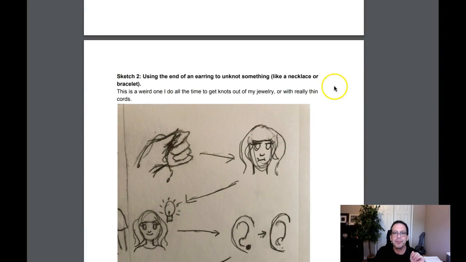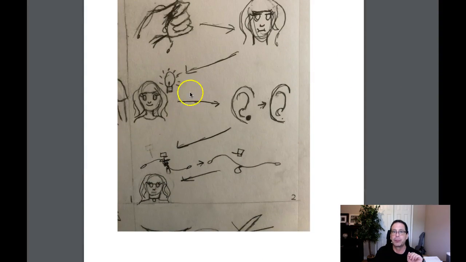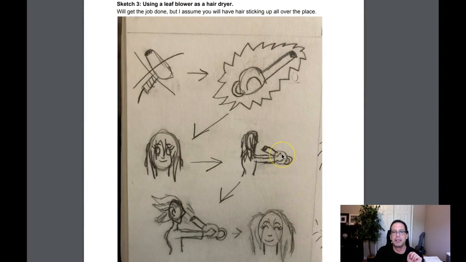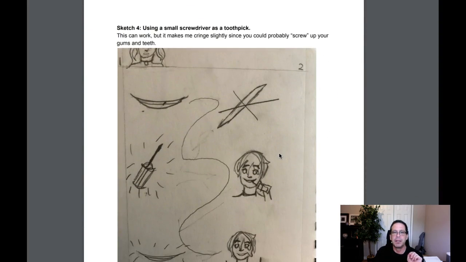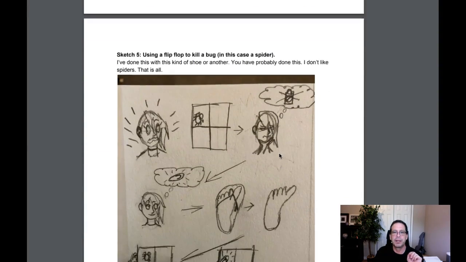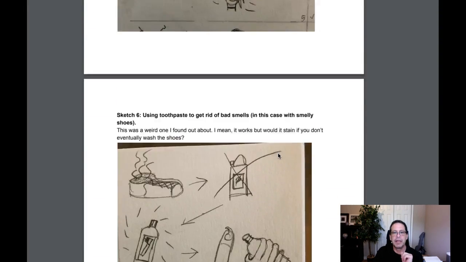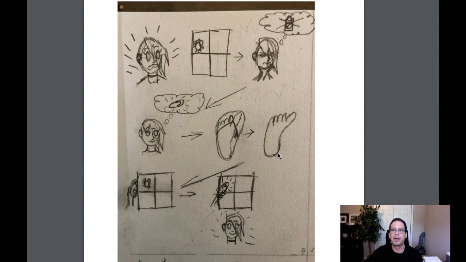This isn't interesting, but I would think that the end of an earring is really, really small, right? So trying to fit that in a knot is going to be a little problematic. Great idea, though. Leaf blower as a hair dryer. Love it. I love this one. I think it's great. I think it's fantastic. Screwdriver as a toothpick. Kill a bug with a flip-flop. Been there. We've all done that. Well, I shouldn't say we've all done that. I'm the person who picks up bugs and takes them outside.